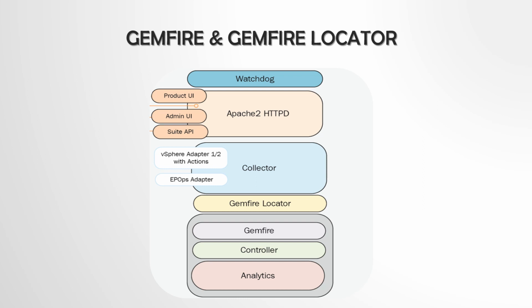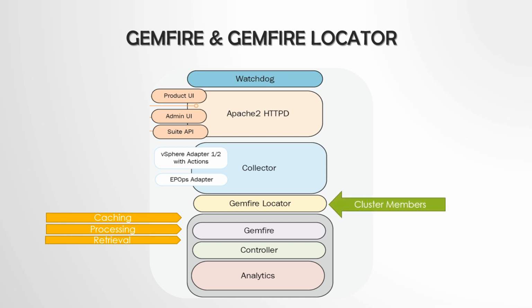Another feature of it is that we can scale the vROps cluster as per our needs by adding nodes. It won't affect GEMFIRE. It also allows us caching, processing, and retrieval of metric data. This is dependent on GEMFIRE locator. Now, what is GEMFIRE locator? GEMFIRE locator's job is to locate all of its cluster members.